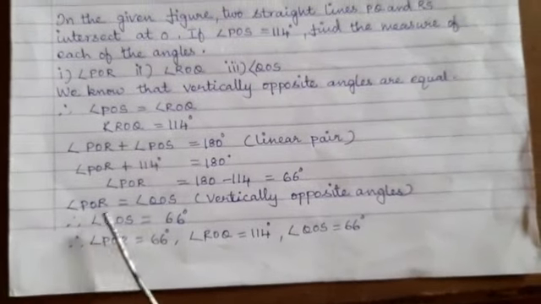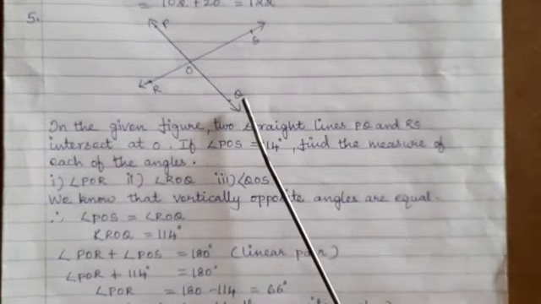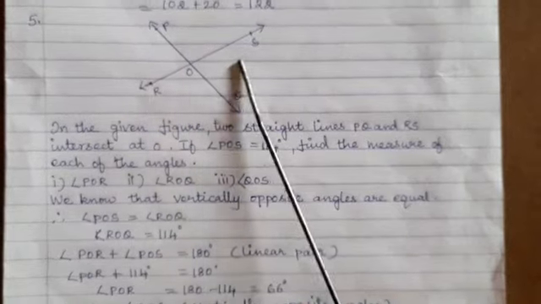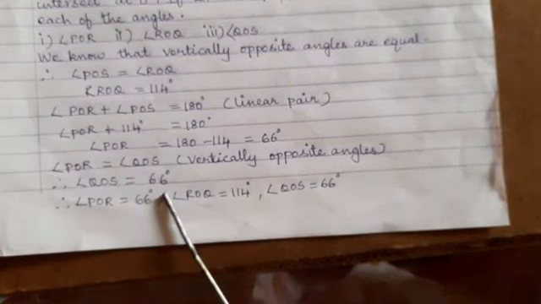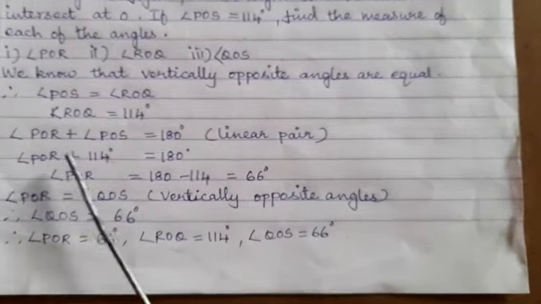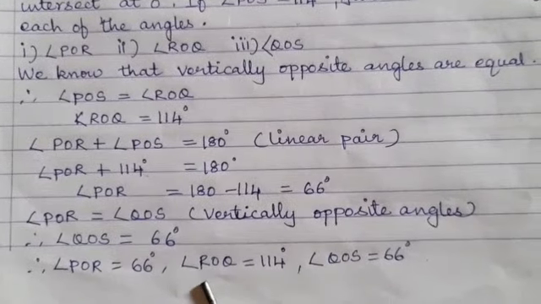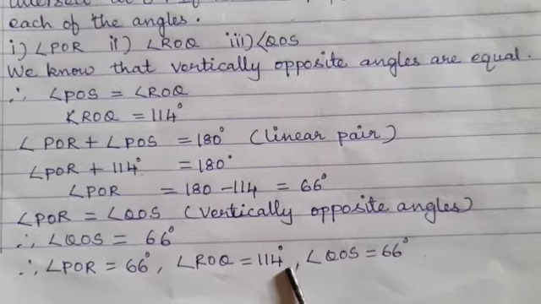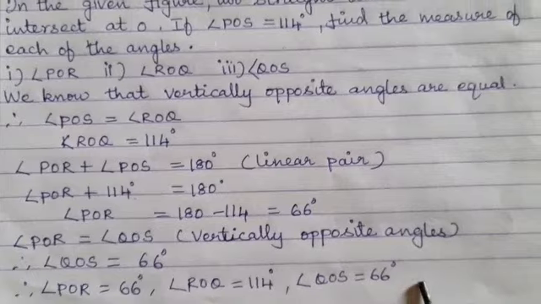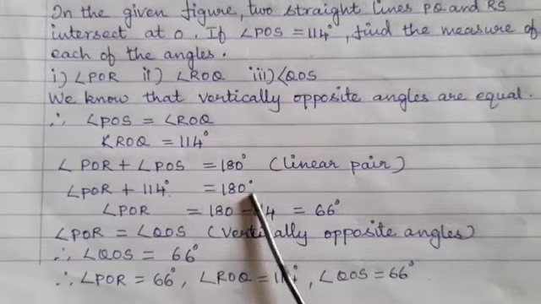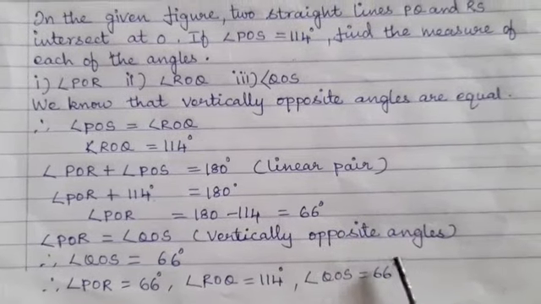Next, angle POR is equal to angle QOS because they are vertically opposite angles. So therefore angle QOS is equal to 66 degrees. So the answers are: 1, angle POR equals 66 degrees. 2, angle ROQ equals 114 degrees. And 3, angle QOS equals 66 degrees. Whenever you are finding these answers, you have to write the reason in brackets: linear pair, vertically opposite angles.